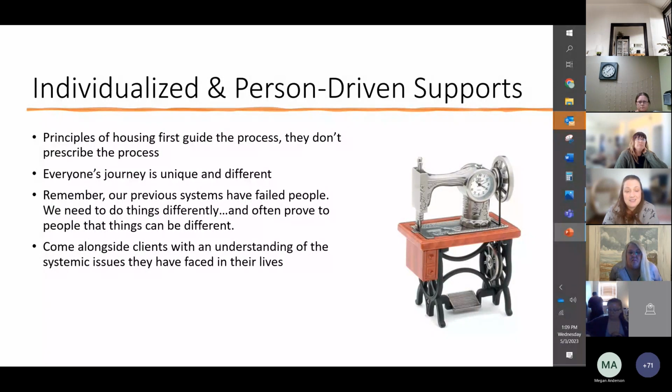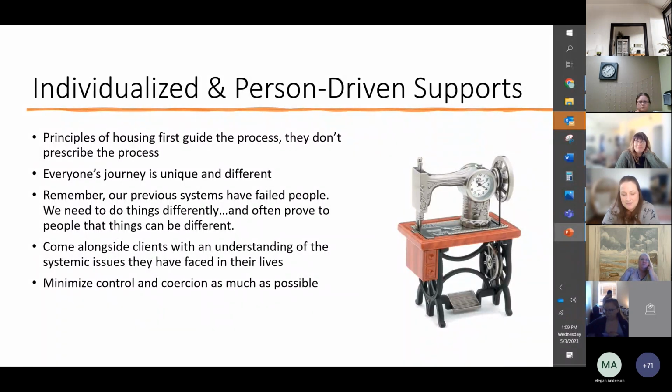and homelessness was not their fault. Next, which I don't like this line, even though it's in my PowerPoint: minimize control and coercion as much as possible. Well, I guess it's more like minimize control and destroy coercion as much as possible, because we really don't want to be coercive. You never want to say, when you're working with someone in housing, if you do this, you're going to lose your housing. I mean, but is that a conversation?